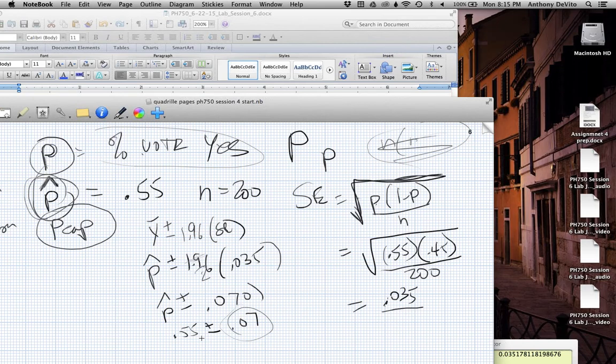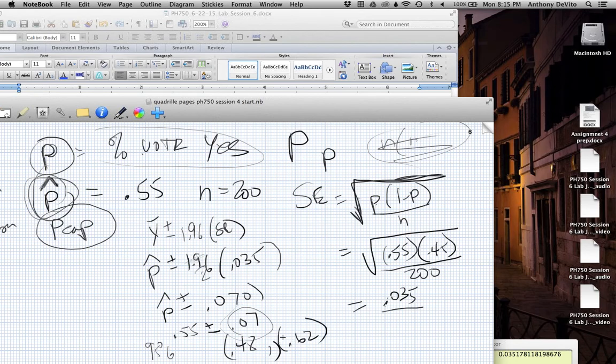Okay, so what is our 95% confidence interval? We're 95% certain that the true percentage of people that are going to be voting yes for the entire population is going to be 0.48 to 0.62. Are we 95% sure that this bond is going to pass? What do you think? What do you guys online think? Are we 95% sure this bond is going to pass?